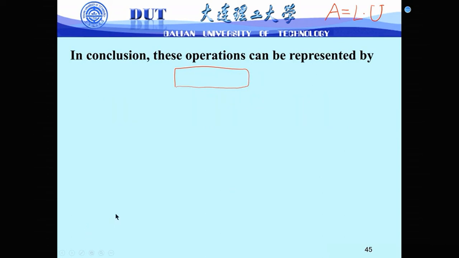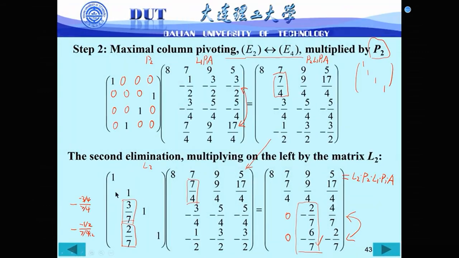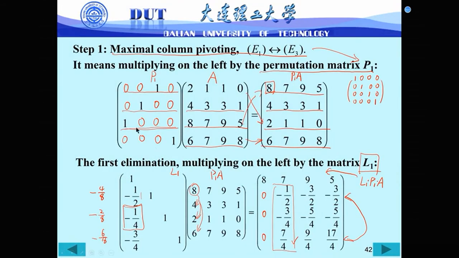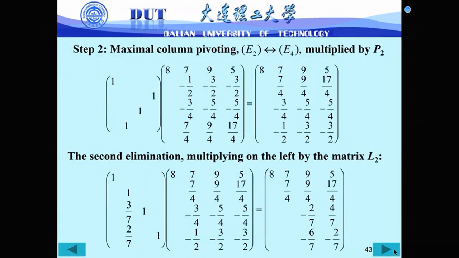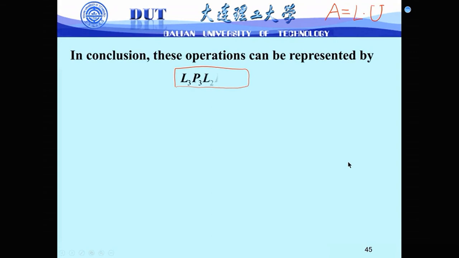What does it mean? You can see here, this is P3, right? L3 is a lower triangular matrix, but P3 is not a triangular matrix. You see here, 1 and 1, not triangular. Also P2 is not a triangular matrix, and P1 is not a triangular matrix, right? We need to obtain L, which means lower triangular matrix, and U means upper triangular matrix. So we need to make some revision here.